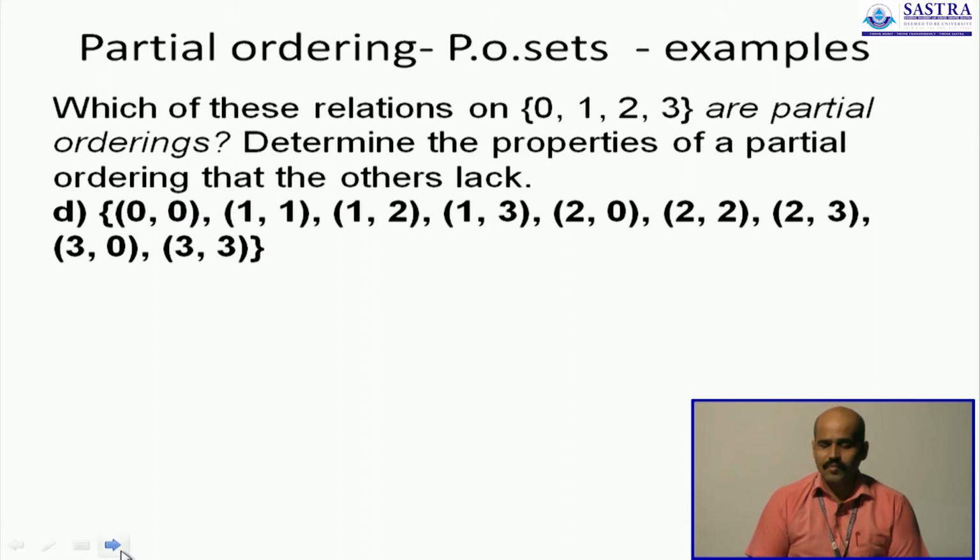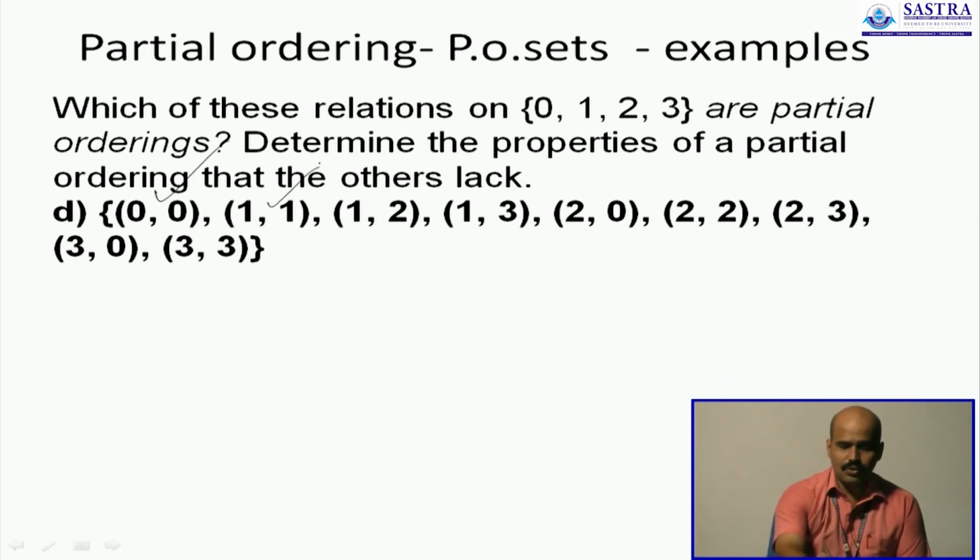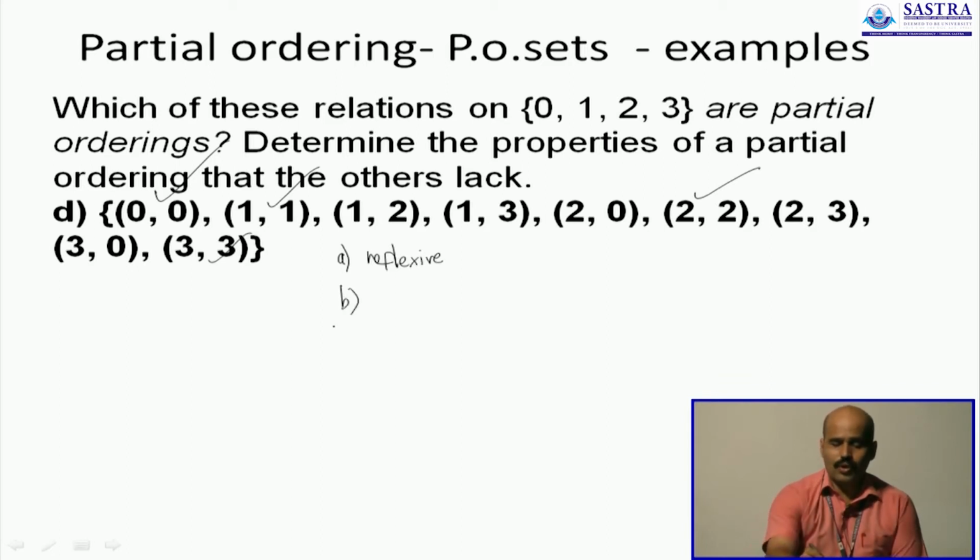Moving further, we have a relation containing 9 ordered pairs again. We have 0, 0, we have 1, 1, we have 2, 2 and also 3, 3. Therefore, it is actually reflexive. Can we call it antisymmetric? For 1, 2, 2, 1 is absent. For 1, 3, 3, 1 is absent.